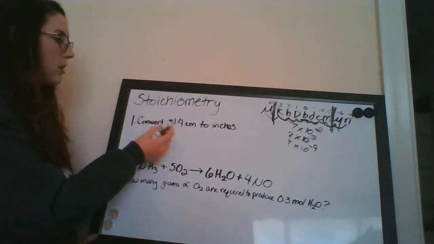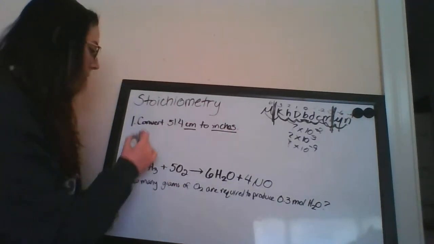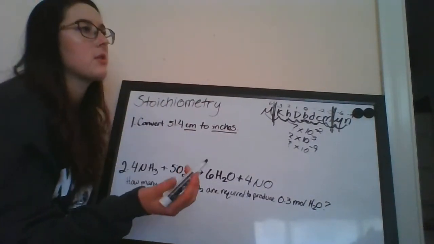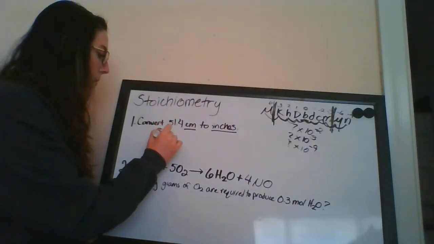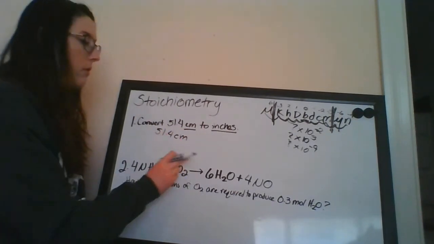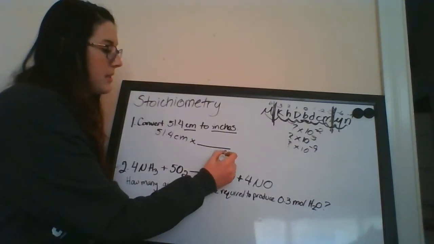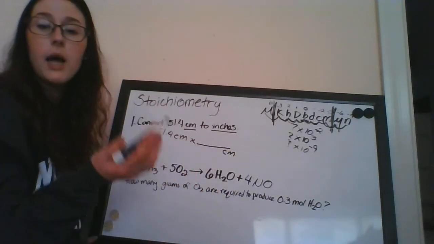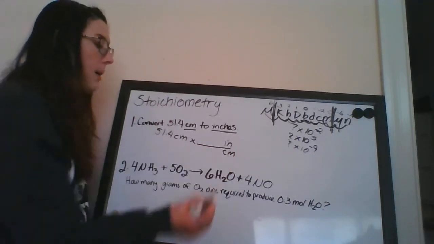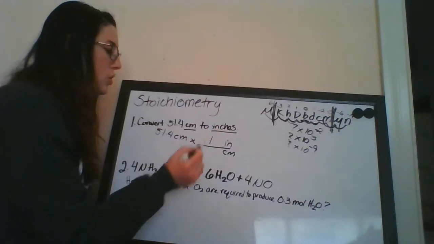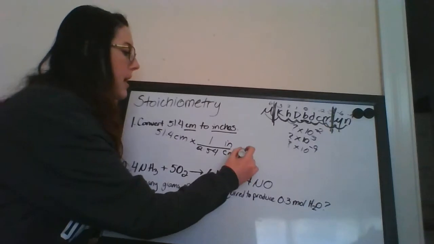Now, let's put a little bit of this to use in a simple problem. Here we've got: convert 51.4 centimeters to inches. The easiest way to do stoichiometry is to line up your units. So you have 51.4 centimeters. To convert it to inches, you want to be multiplying by something where there's centimeters on the bottom in order to cancel out your units. So you're going to have centimeters on the bottom and inches on the top. For every 1 inch, there's 2.54 centimeters.